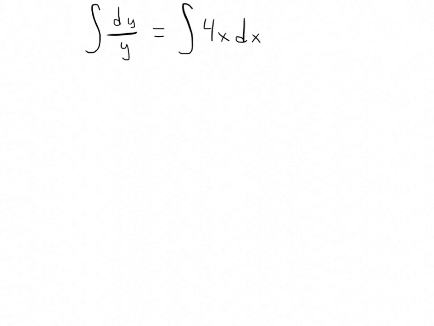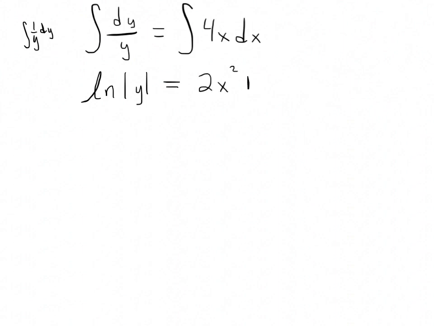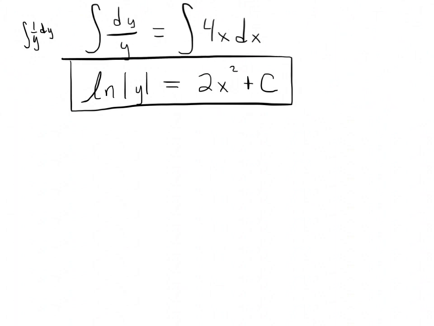The integral of dy over y is basically the integral of 1 over y dy. So the left side of this is the natural log of the absolute value of y. On the right side, the integral of 4x is just 2x squared plus c. And this thing right here is, in some sense, the general solution. It's not my favorite. It can be simplified, and the simplification makes it look really neat.